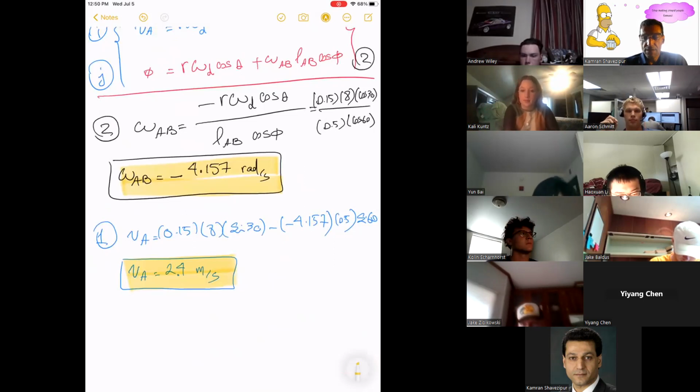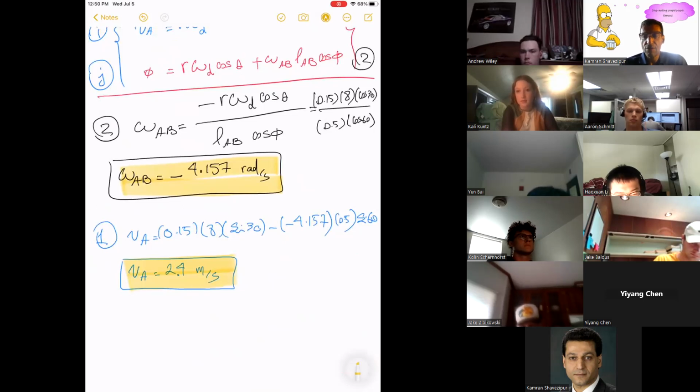So thank you very much. I'm going to stop it here. Next time we continue this problem with the acceleration part. So we're not done with this. We're going to go with acceleration. Any question or comment?